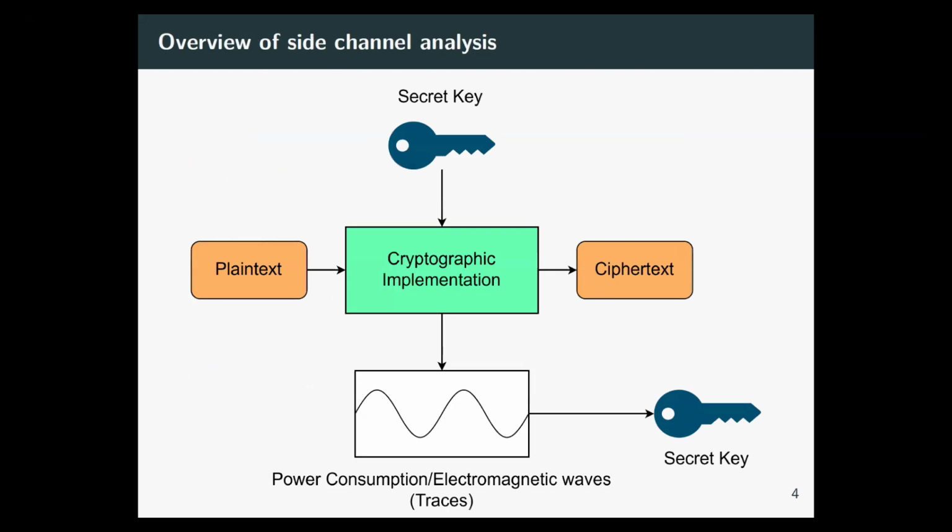An overview of side channel analysis is as follows. We have a cryptographic implementation which we use to encrypt a message with a secret key. The goal of the attacker is to recover this secret key. Instead of attacking the underlying mathematical algorithm itself, the attacker can obtain physical leakage, such as power consumption or electromagnetic wave, also known as traces. By analyzing these traces, the attacker is able to recover the secret key.